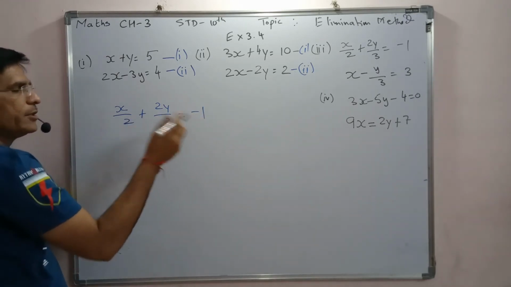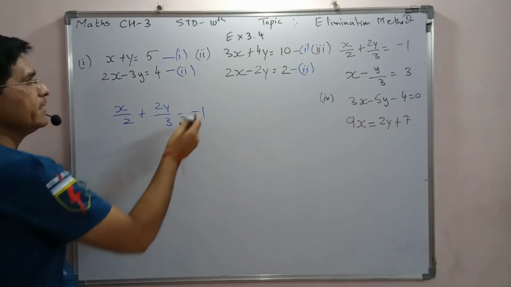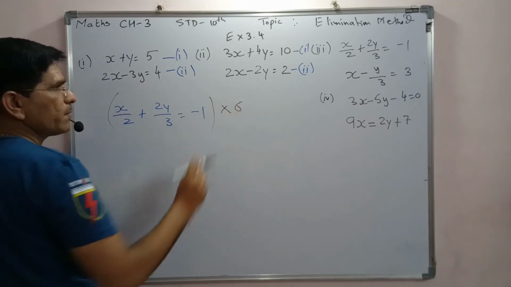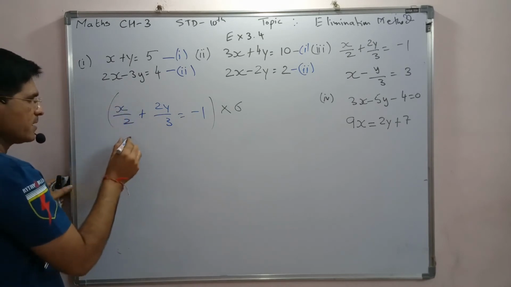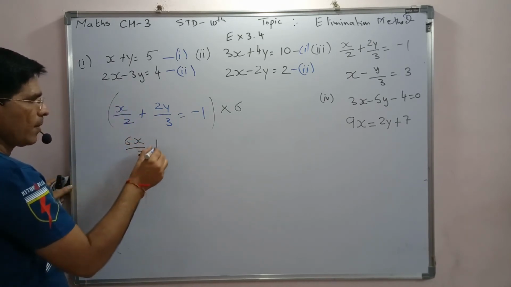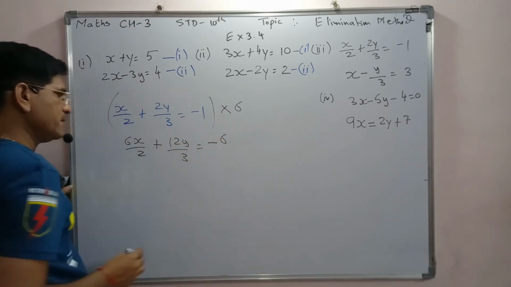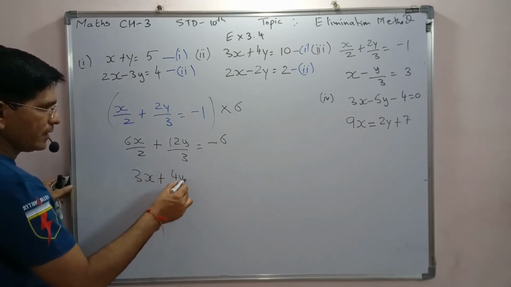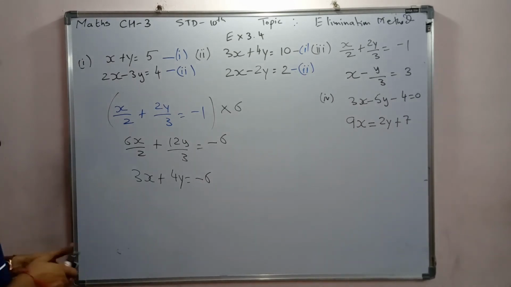To remove this denominator, I have to first multiply this equation by 6. Why is it possible? Because the LCM of 2 and 3 is 6. So 6x by 2 plus 12y by 3 is equal to minus 6. If you cancel it, then 3x plus 4y is equal to minus 6. That is our correct equation for simplifying.